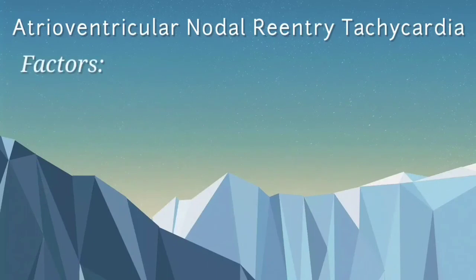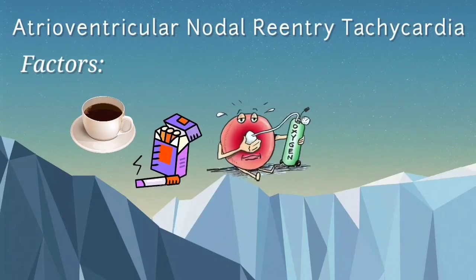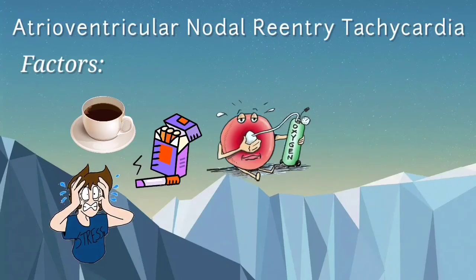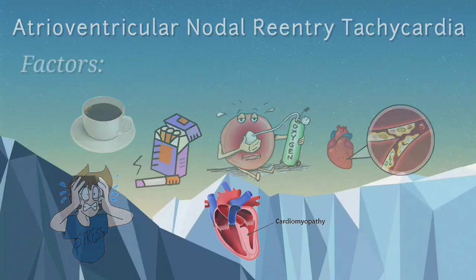Factors associated with the development of AVNRT include caffeine, nicotine, hypoxemia, and stress, as well as underlying pathologies that include coronary artery disease and cardiomyopathy.